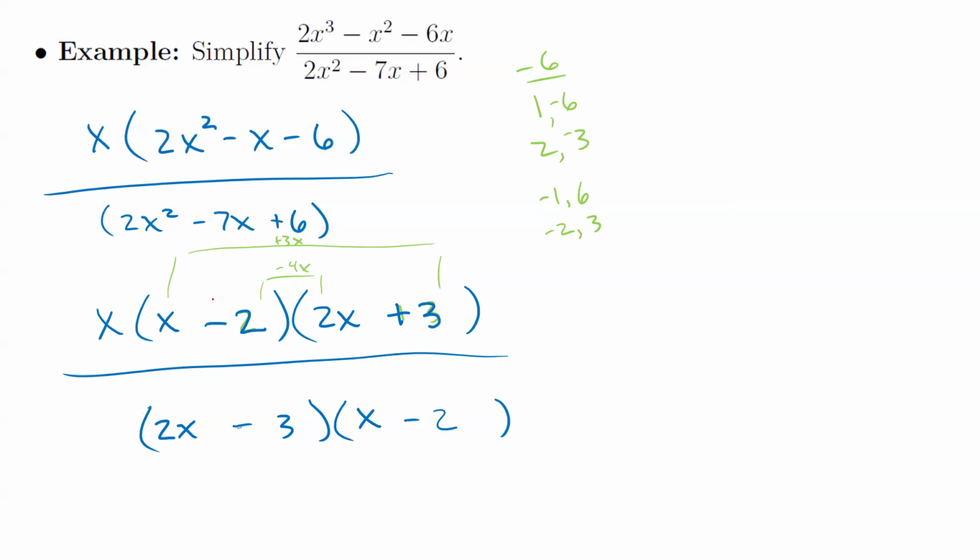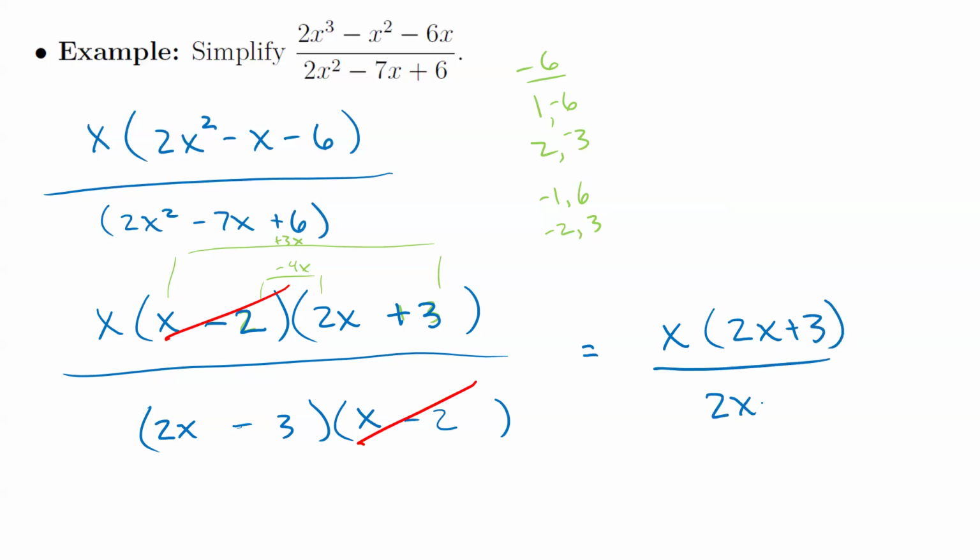Now that everything is completely factored, I can cancel out these x minus 2's. So I get x times 2x plus 3 over 2x minus 3 as my final answer. It's worth noting that if you have something like this, and you want to multiply the x through to both terms, that's fine, but you don't have to. You can just leave it like this as a final answer. As long as you've canceled everything that can cancel on top and bottom, you're good to go.